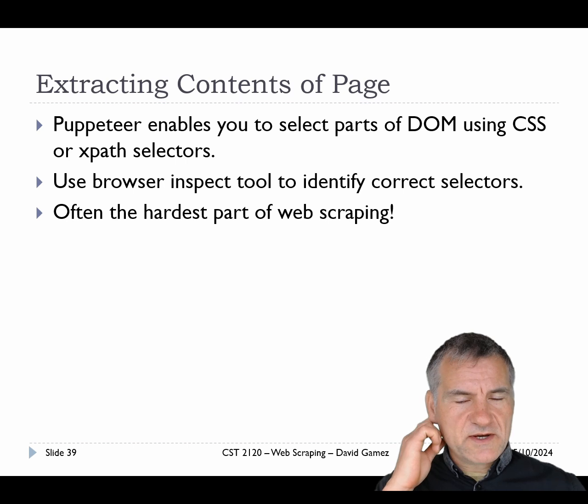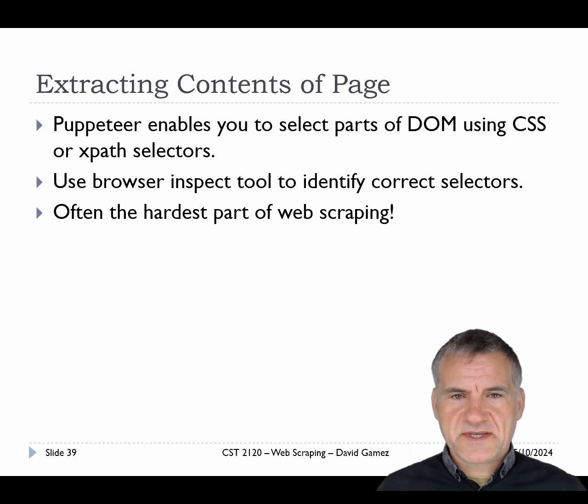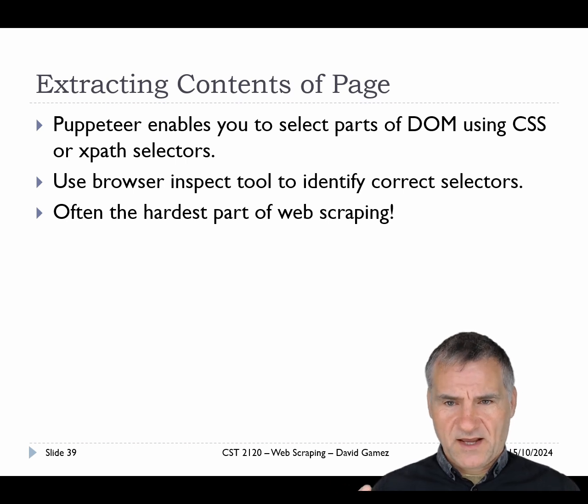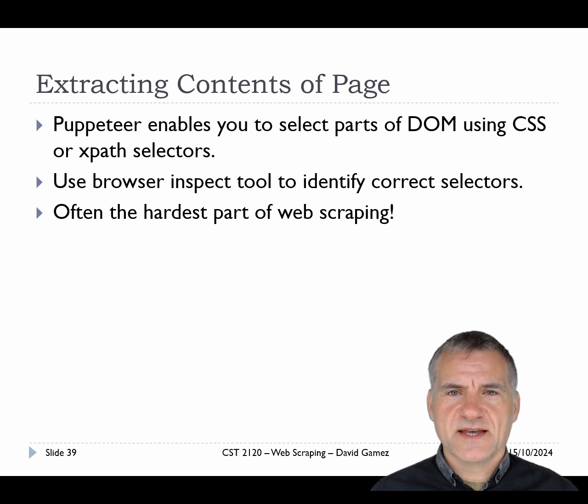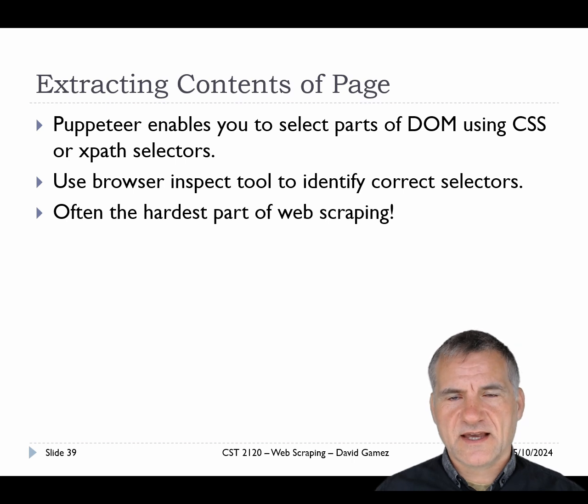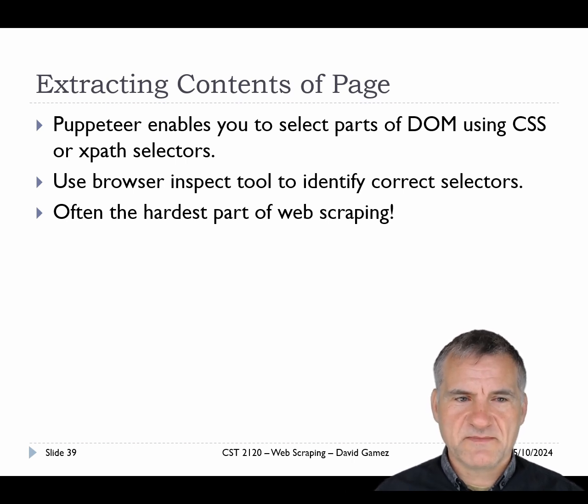So what we really want to do, obviously, getting the HTML is a good start, but what we really want to be able to do is select parts of the document object model and grab headings, text contents, and all this kind of stuff. Two ways in which to do this are CSS selectors and also XPath selectors, and there may be others that I'm not familiar with.